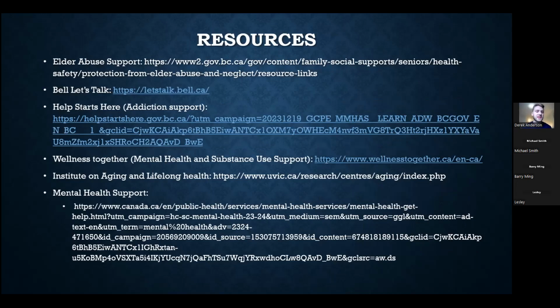Okay, so the first link, and once again, we'll be sending out these slides after the presentation, so you'll have access to all of these resources. The first resource listed there is a link to support for anyone who may be experiencing or has experienced elder abuse. Another one following that is Bell Let's Talk, which is a more broad mental health support resource. Another one there is Help Starts Here, which is a link for addiction support as well, because as mentioned a few times, substance use is linked to and a risk factor for depression. So I wanted to provide that resource there. Another one is Wellness Together, which provides both mental health and substance use support.